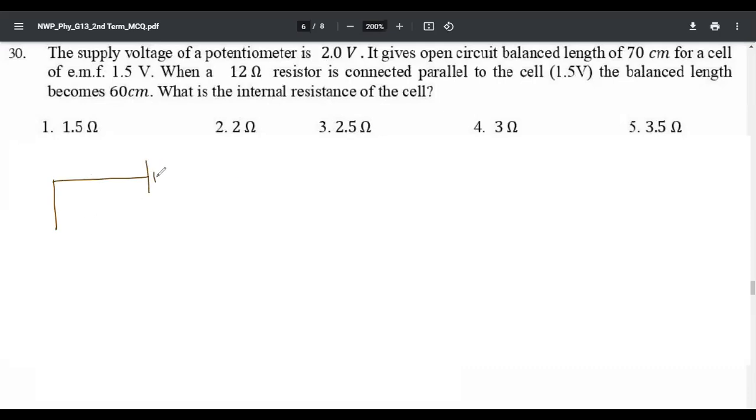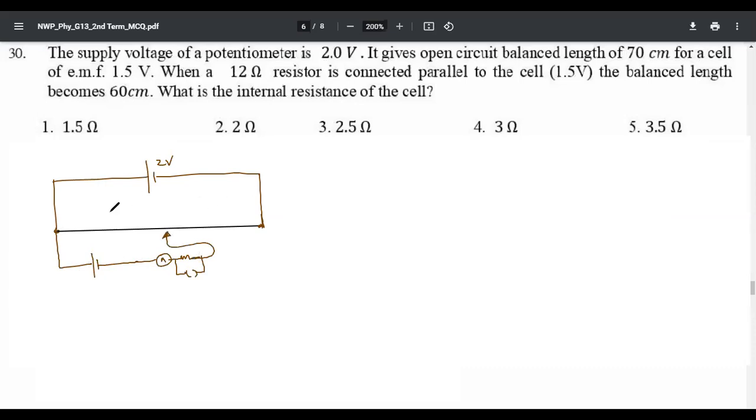So this is the potentiometer wire. Even if you haven't done potentiometer much, just see if you can relate to it. There's a wire like this. If you connect it to a 2 volt cell, the supply voltage, that means across this wire, 2 volt will be dropped. It gives an open circuit balance length of 70 centimeter for a cell of EMF 1.5 volt. When they connect another battery to it like this, and then the battery is connected to a galvanometer and a high resistance, like in a meter bridge, they are saying it gives us a length of 70 centimeter.